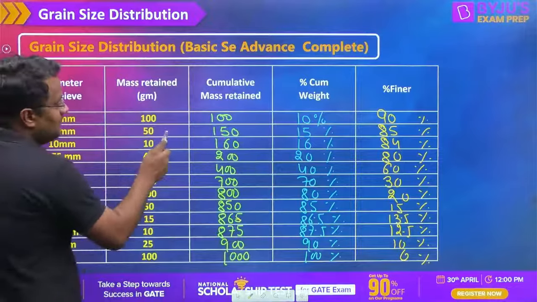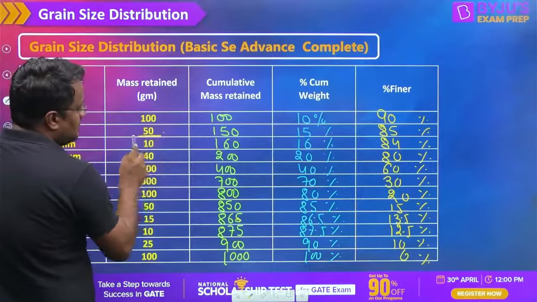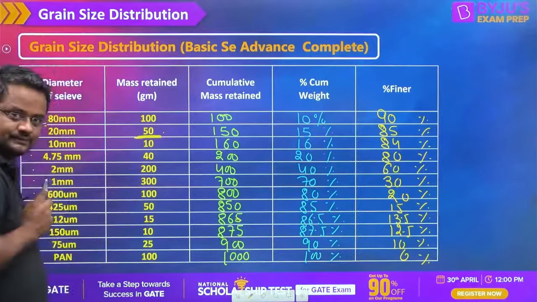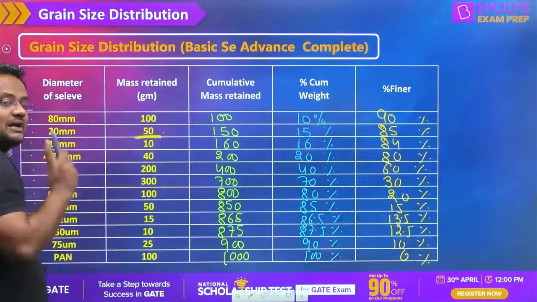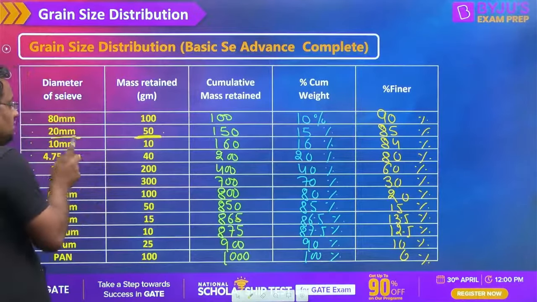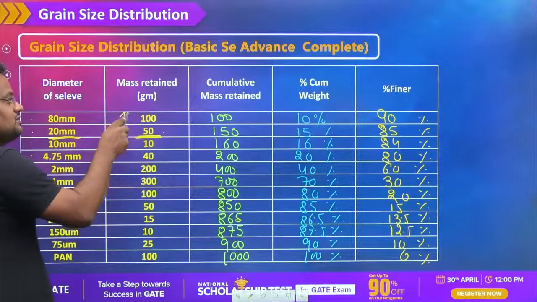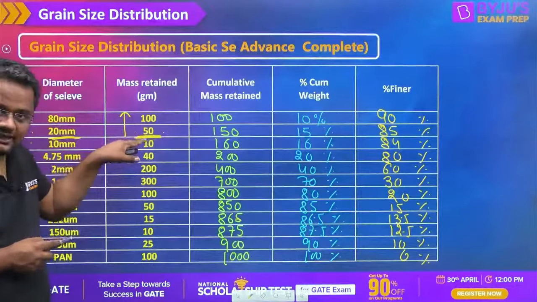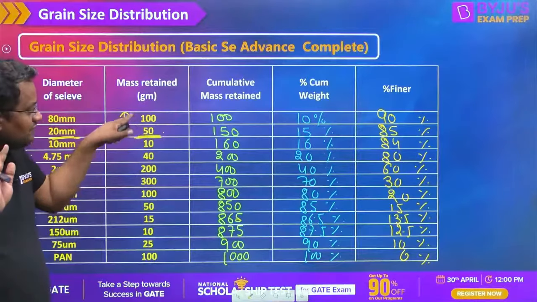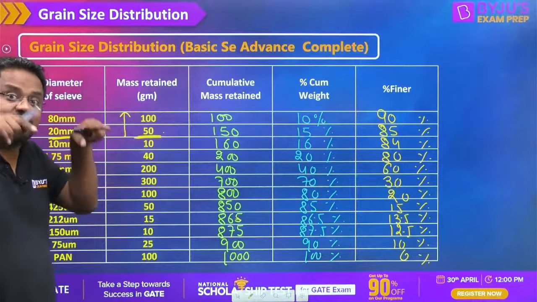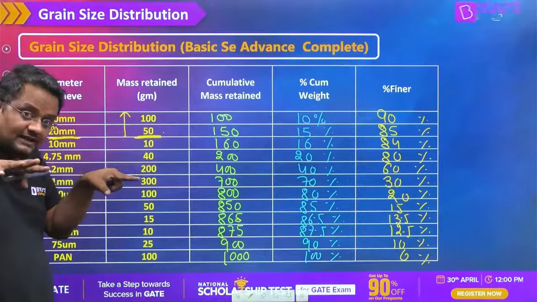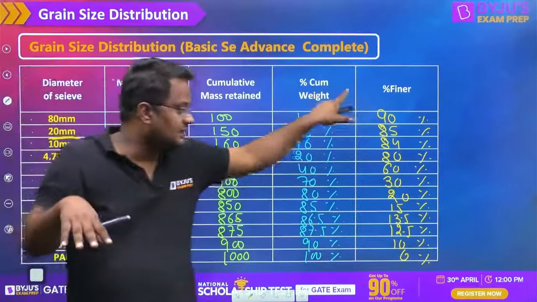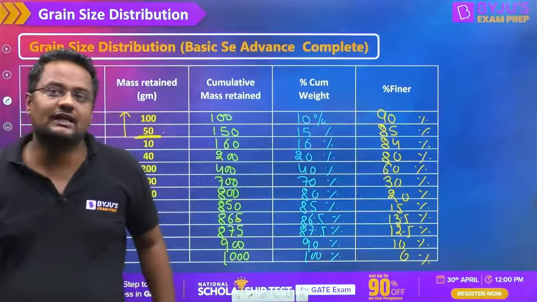Above that, 50 gram is retained here, and 100 gram is already retained above. So at this sieve, 150 gram is bigger particle, because 100 got stuck on top and 50 got stuck here, so the rest is not bigger. So 150 gram is bigger, that means 850 gram is smaller, finer. 850 gram means 85%, like this. Like this we get the chart.